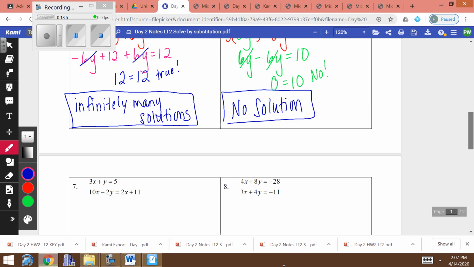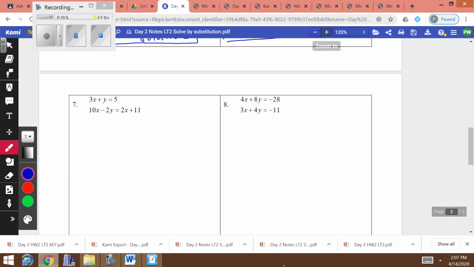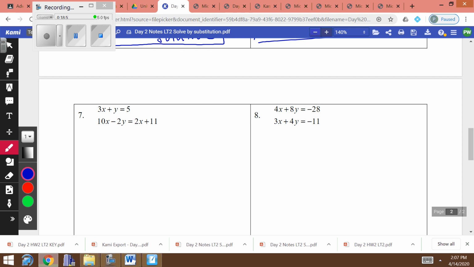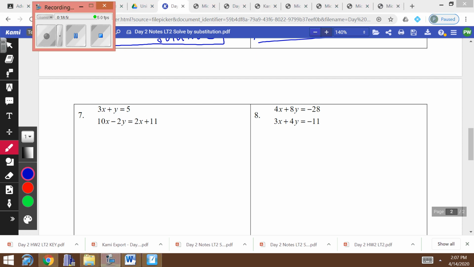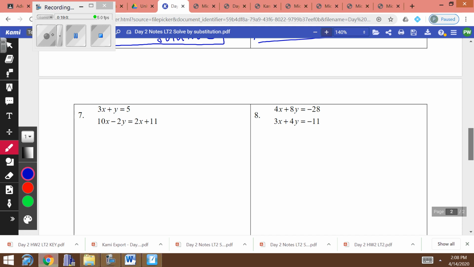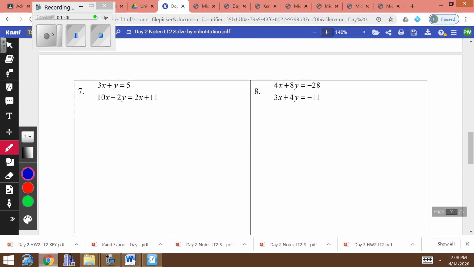All right, so a couple more I want to look at because there's a couple more different cases just to kind of go through here. Let's take a look. Looking at number 7 here, it looks kind of like a normal equation, and it is. Again, when I look at this first equation, I see the y that's really easy to get on its own, so I'm going to go ahead and just do that right away. When I look at this second equation, it's got x's on both sides. Let's put it in standard form. Let's subtract the 2x and get 8x minus 2y is equal to 11. Just a little bit easier to look at.